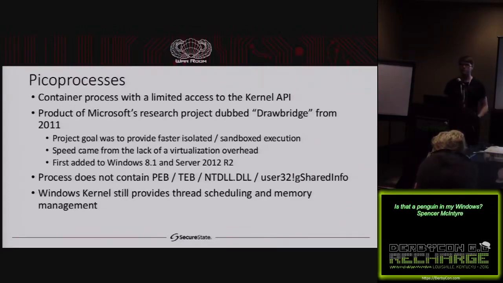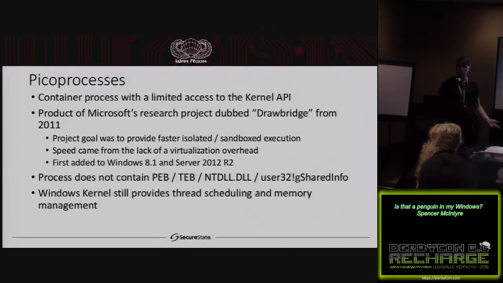And the reason why is because these Linux processes that are running don't need to have NTDLL available. They're not going to be making any of the Windows system calls. They don't have any of that. So this Pico process is also limiting what an attacker can actually see about a Linux process from within the Windows environment and vice versa.